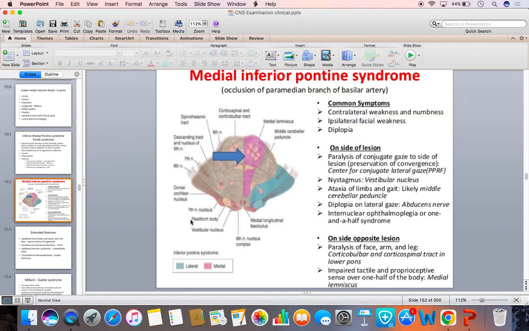Then look at this particular picture. Medial inferior pontine syndrome. This is the area.